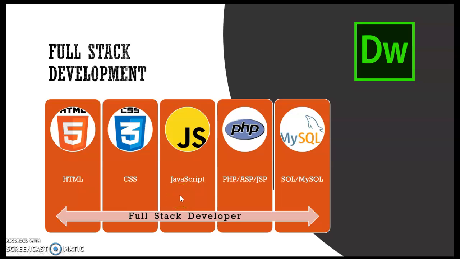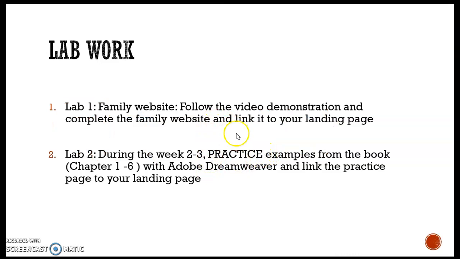We have another class, INFM 212, which is pure coding. You can hand code in a text pad with all those three different languages. In this class, we're going to use software. Most of the time we're going to work in Dreamweaver. In the end, we're going to work a little bit on some predefined templates maybe. So the lab work and homework is: 1. Finish your family website. 2. Practice all the examples from the book. And both of those should be linked to your landing page. That's it.